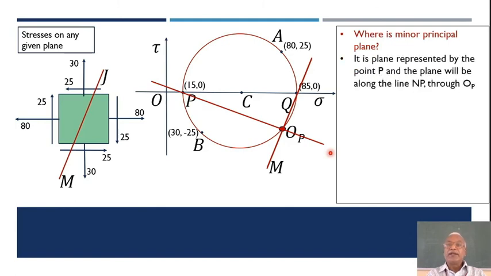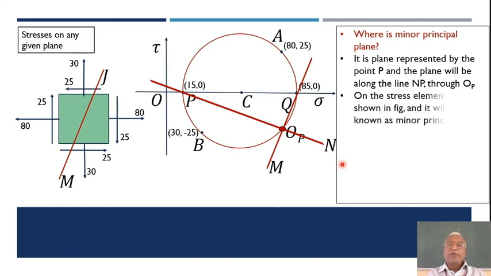So where is the minor principal plane? It is the plane represented by the point P, and the plane will be along the line NP. The point is P, it is representing a plane and it is along the line NP. Like MQ we have, we have NP, through OP. Now on the stress element, it will be as shown in the figure and it will be known as the minor principal plane.